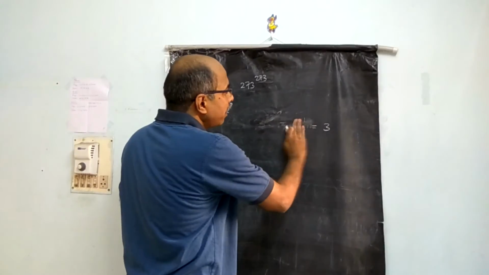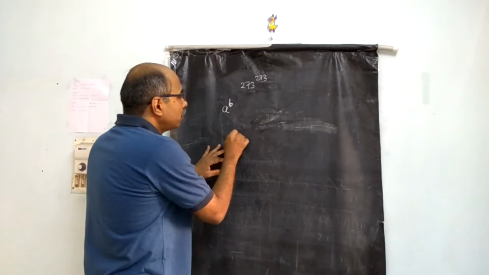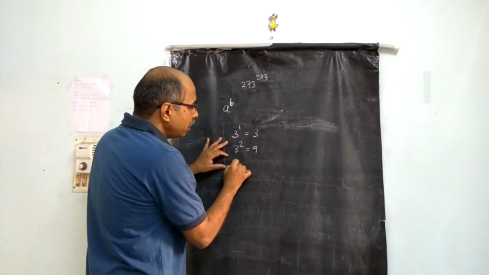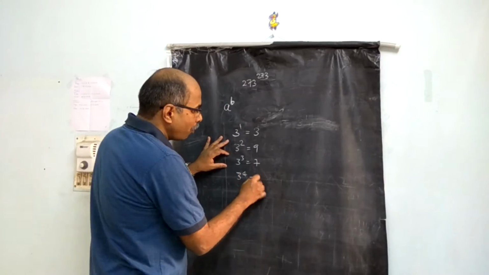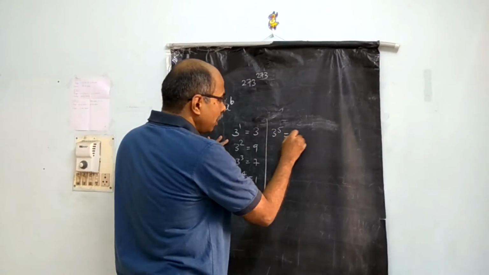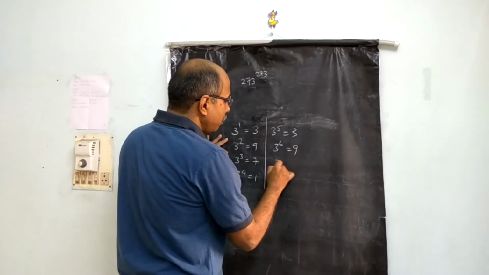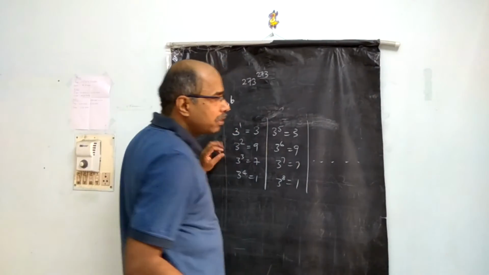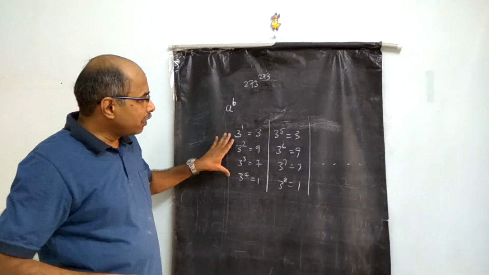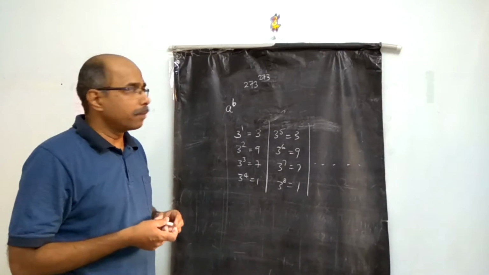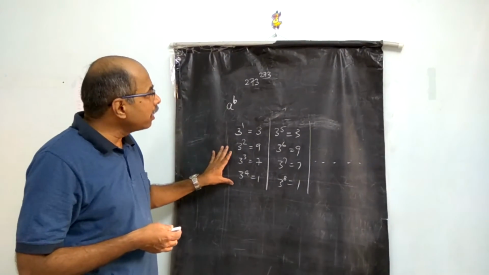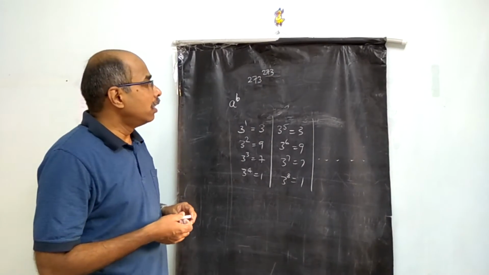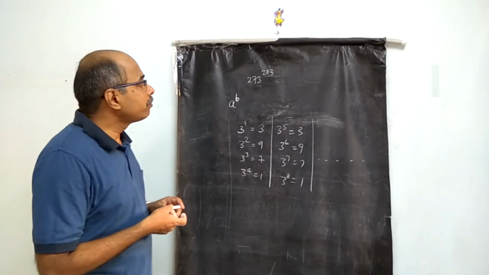So I'll explain it in a different way. 3 power 1 ends with 3, 3 power 2 ends with 9, 3 power 3 ends with 7, 3 power 4 with 1, and 3 power 5 with 3, 3 power 6 with 9, 3 power 7 with 7, 3 power 8 with 1, and so on. So what do we understand from this? After 4 numbers, the same set of unit digits keeps repeating again and again. That is why we must divide the exponent by 4 and arrive at the remainder. Now listen carefully.